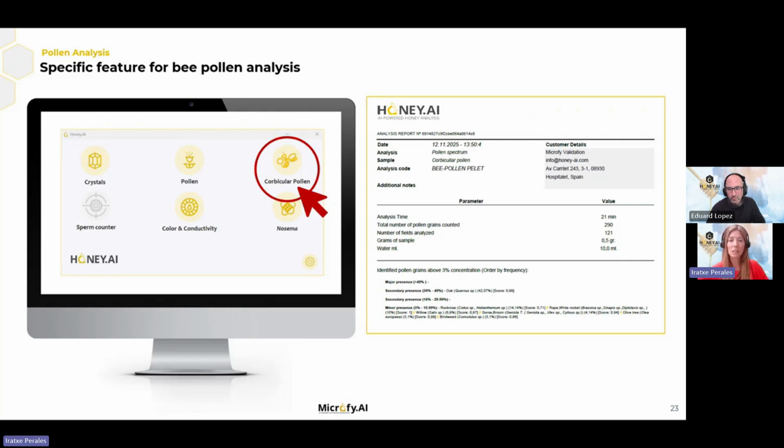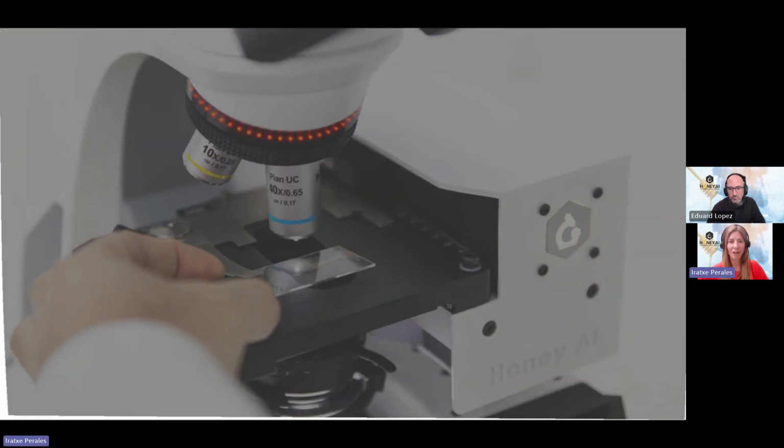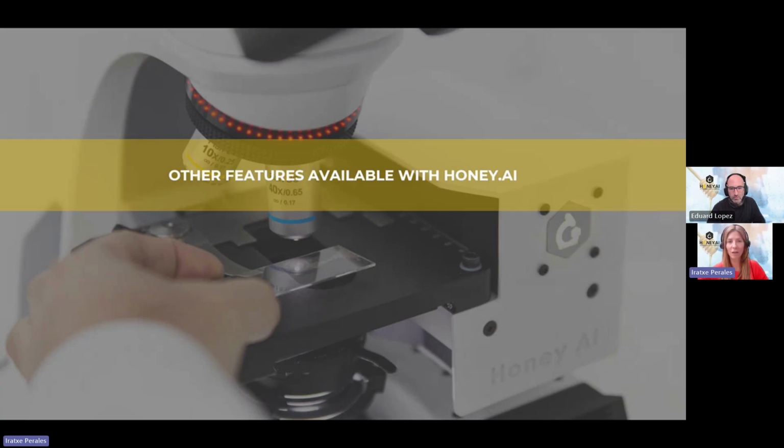You analyze with the square cover slip, and then the system will tell you which are the species and the concentration that we have found. No nectariferous, no polliniferous, just the species. Here you can see very nice and clear pictures for a sample of bee pollen. And yeah, that is all the information that we have for the pollen analysis.